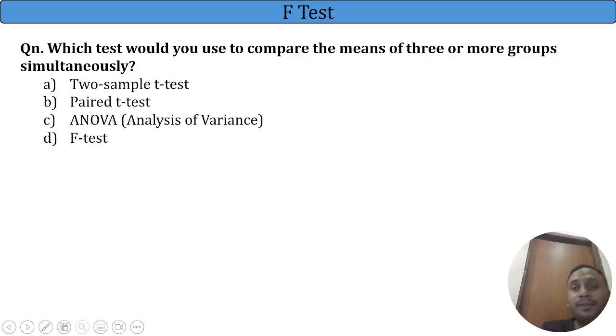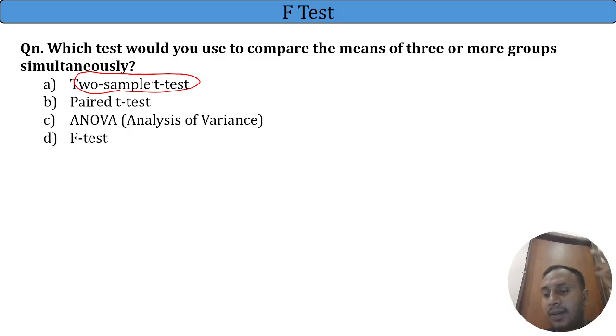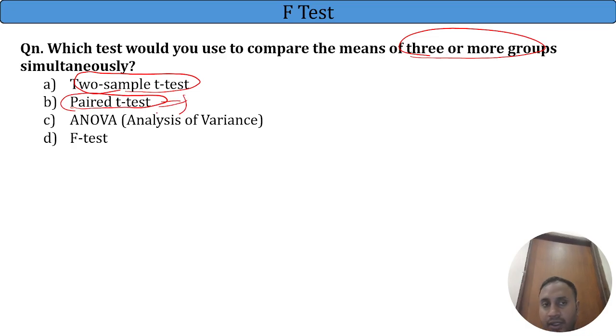Two sample test can't be the answer, because a two sample test is only for two samples, but they are saying three or more groups. We can't do that, right? And paired t-test also will be maximum two groups. That can't be the answer. This can't be the answer.